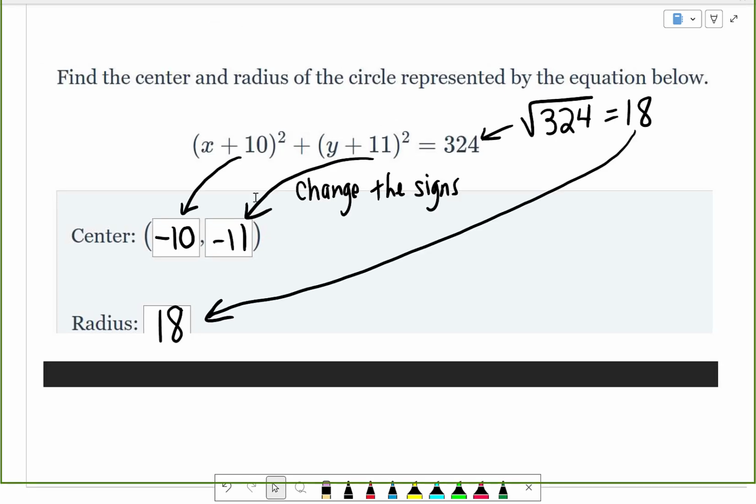So here's the final answer. So we changed the sign +10 to -10, +11 to -11. We took the square root of 324, which is 18, and that's the radius.